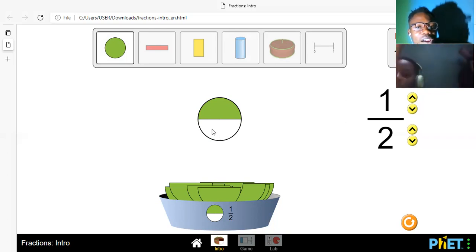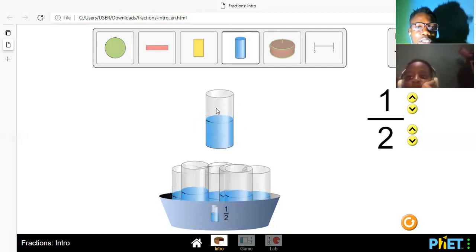If I want to paint the other side, I just paint this place like this. And so that is a whole one, complete one. But if I remove it, I have half. Take for instance, if I want to fill a cylinder with water completely, I just add more water. But if I want to make it half, I just remove. Can you see?